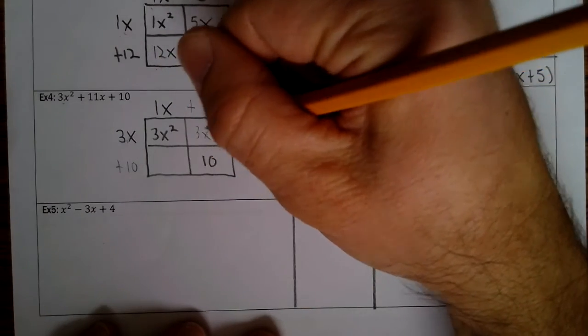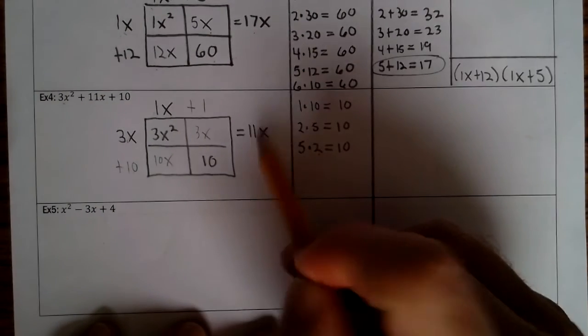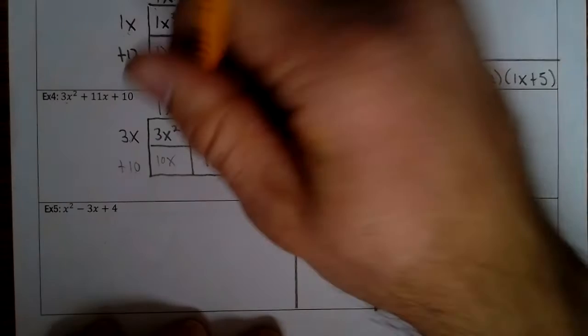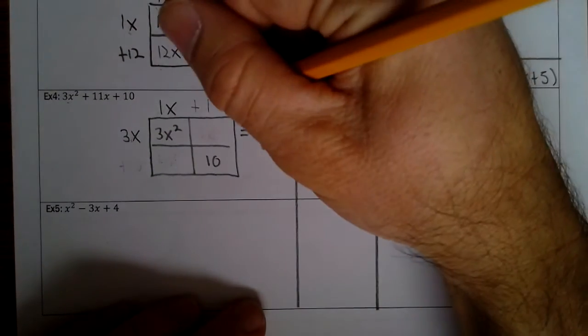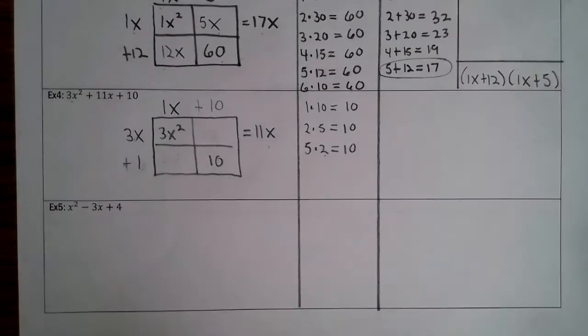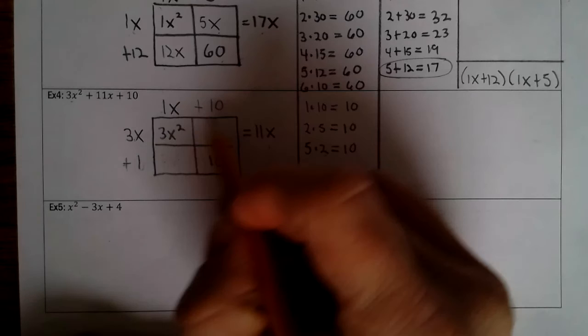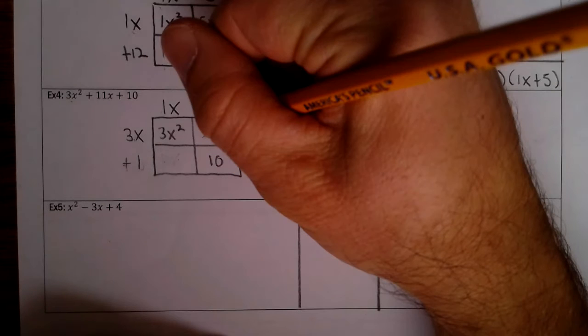So now we need to try to put plus 10 and plus 1. You have to try both combinations. Okay. So 3 times 10 is 30x. 1 times 1 is 1x. That does not combine to be 11. This combination doesn't work.